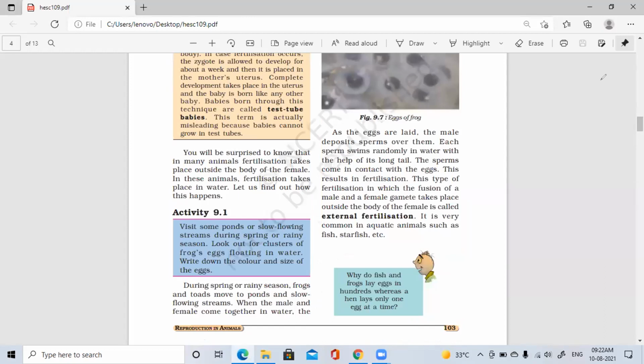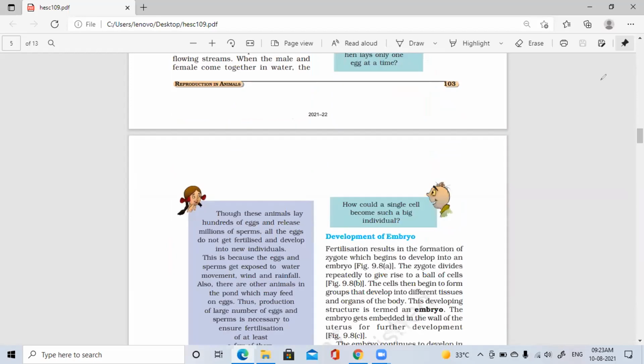Many animals reproduce externally. That process is known as external fertilization. Right? External fertilization occurs outside the female's body. In amphibians like frogs and toads, and in fishes, external fertilization takes place. You can see here the picture is given. A frog egg is shown here.